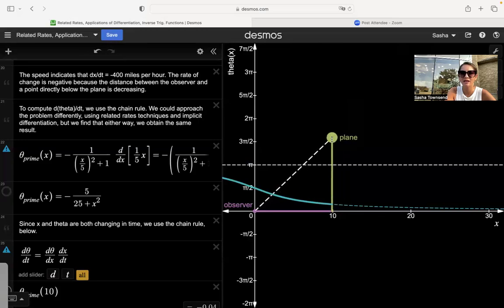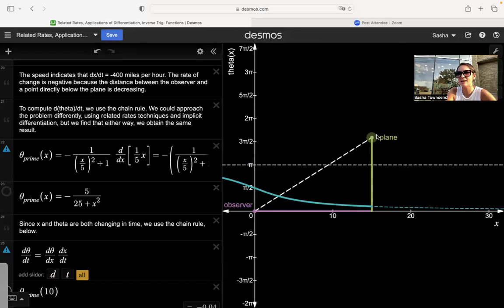What happens to the angle as x increases from 10 to 11? We can see that the angle is actually decreasing. As x continues to increase, that angle decreases, right? If the plane was flying away from us, instead of towards us, that angle of elevation would continue to decrease as the plane goes farther and farther to the right. But that's not what's happening. Instead, the plane is actually coming towards us. Since the plane is coming towards us, the change in x is actually negative.